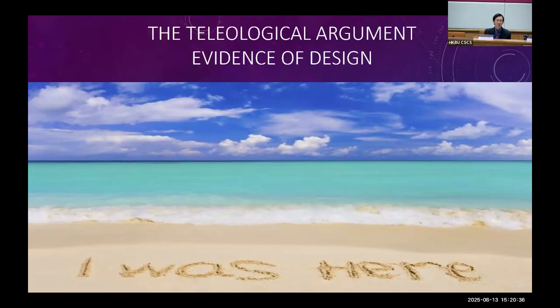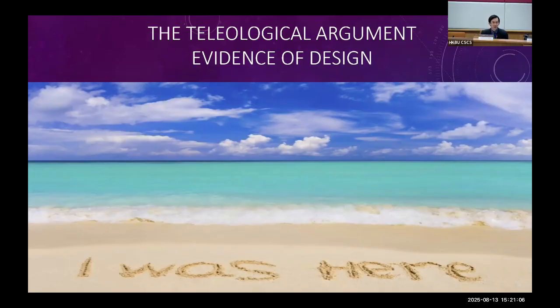So let's start by talking about evidence of design. Now, look at this photo. You don't see anybody there, right? But you know that somebody must have been there before. Why? Because you know that the words "I was here" couldn't have just been caused by random forces or natural forces or the winds or the waves. So even though you don't see anybody there, you can infer that somebody must have been there before to write these words.